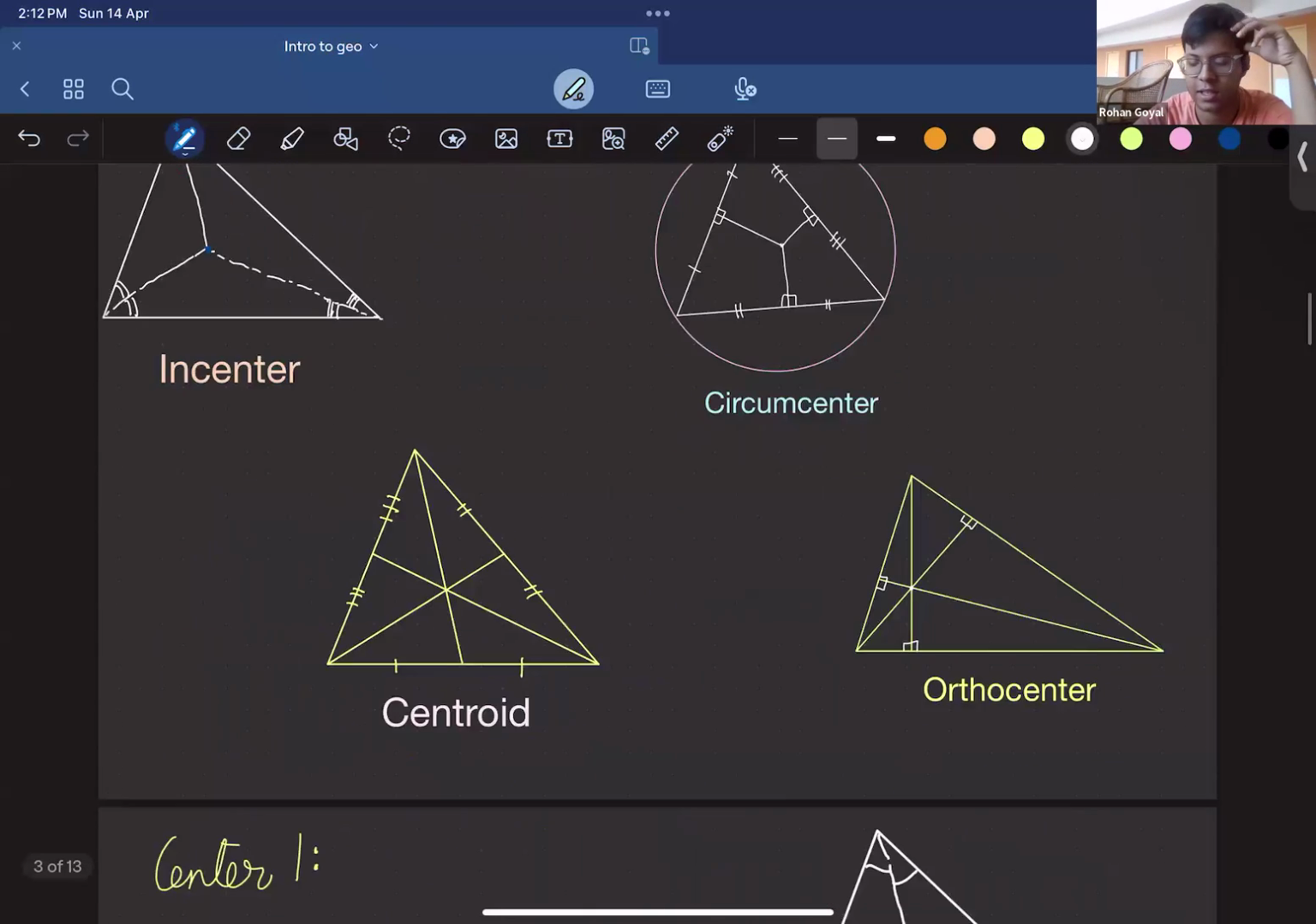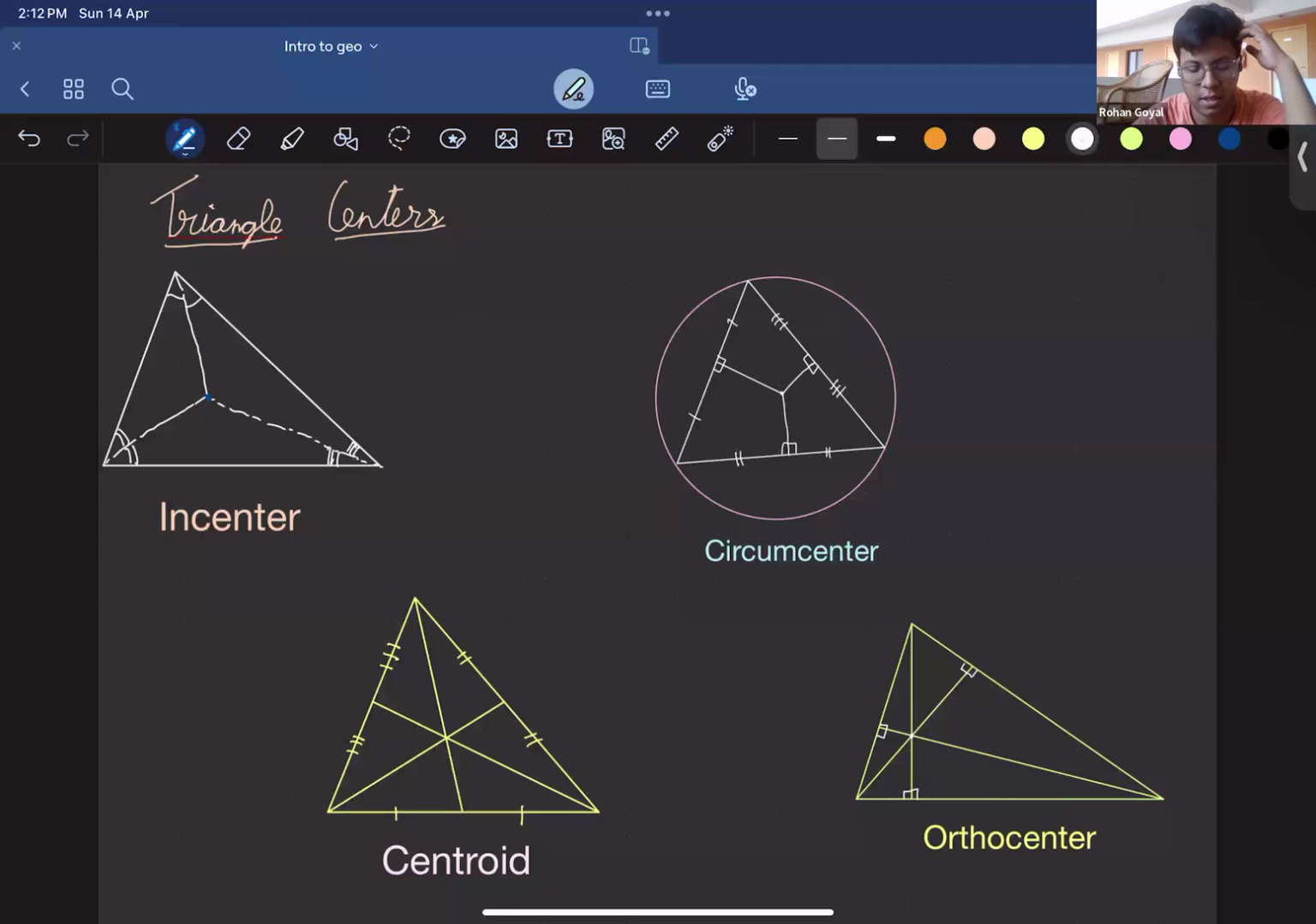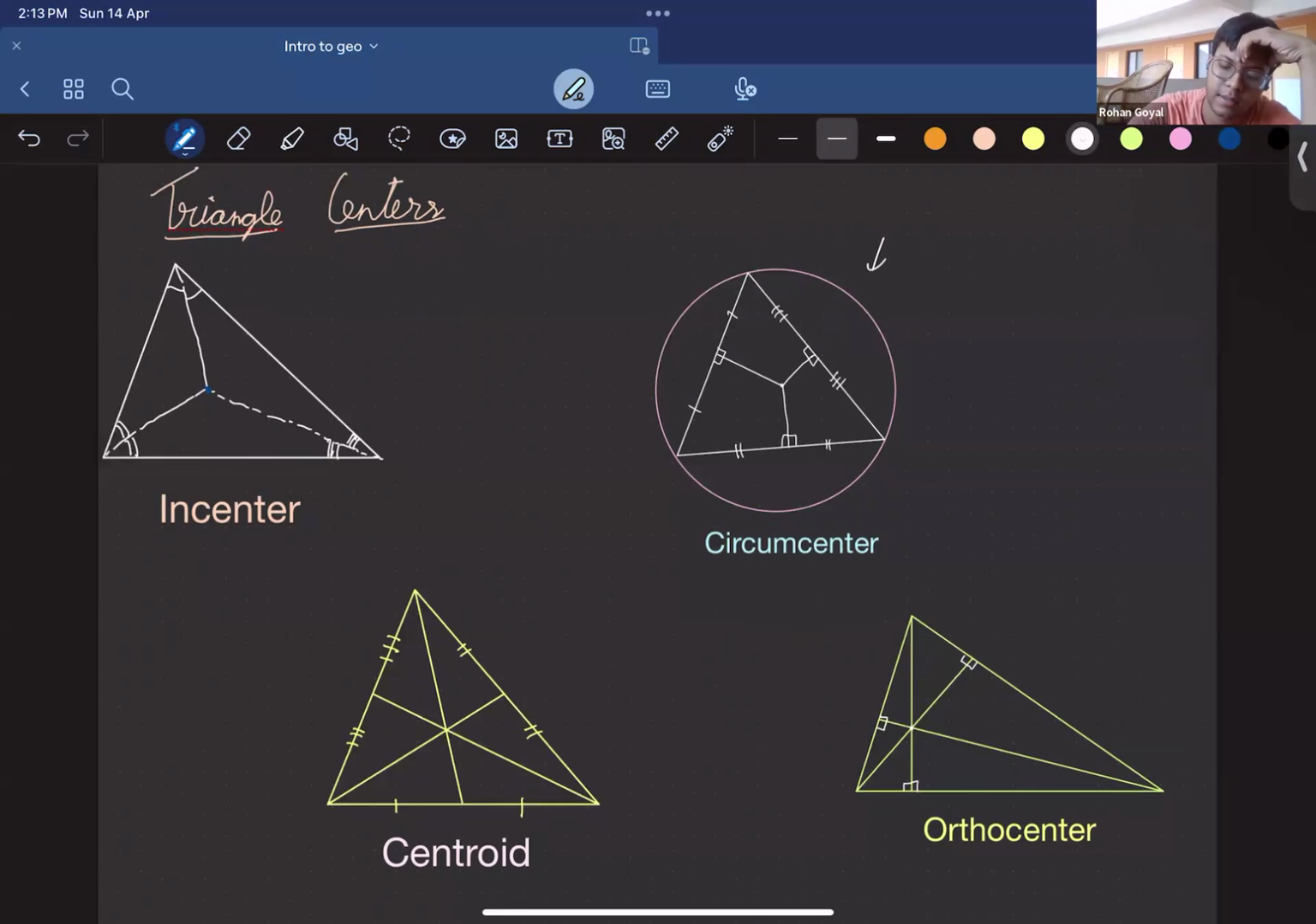So the basic four triangle centers that we care about are the incenter, the circumcenter, the centroid, and the orthocenter. I'll define them and we'll prove that they exist. So we'll begin with the circumcenter.